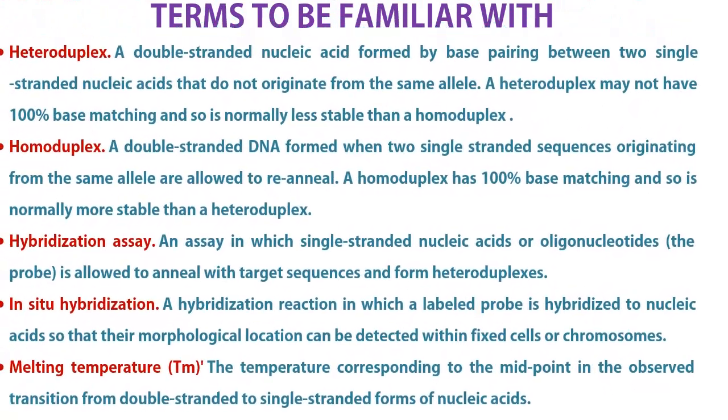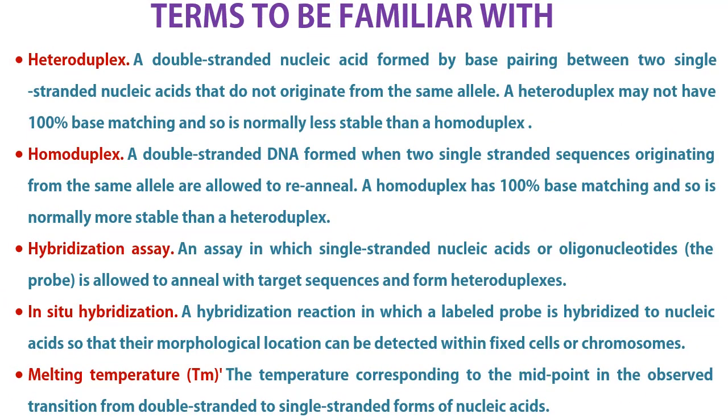Terms to be familiar with. Heteroduplex: a double-stranded nucleic acid formed by base pairing between two single-stranded nucleic acids that do not originate from the same allele. A heteroduplex may not have 100% base matching and so is normally less stable than a homoduplex. Homoduplex: a double-stranded DNA formed when two single-stranded sequences originating from the same allele are allowed to re-anneal. A homoduplex has 100% base matching and so is normally more stable than a heteroduplex.